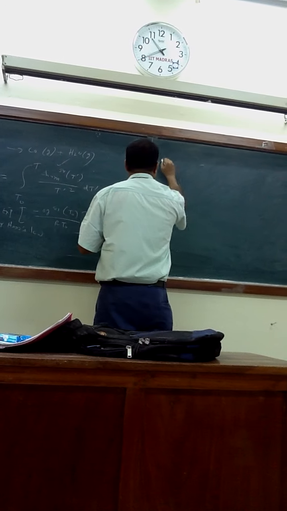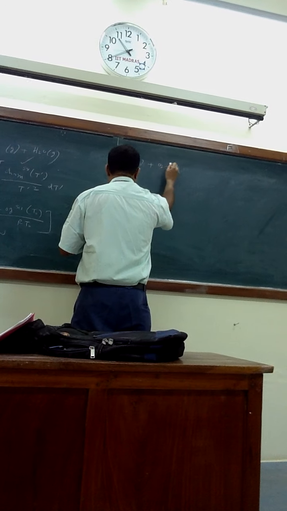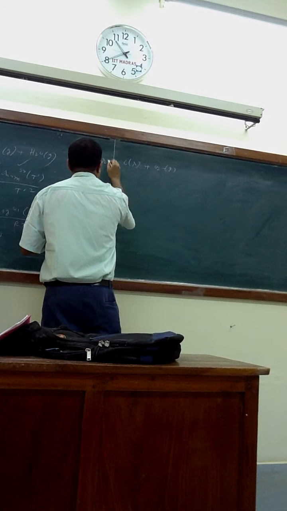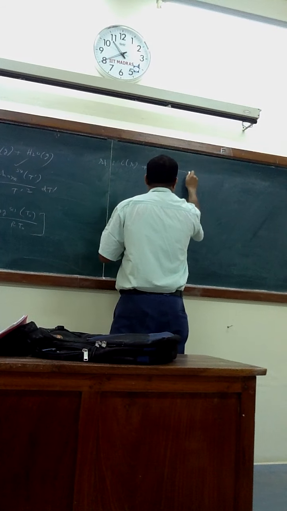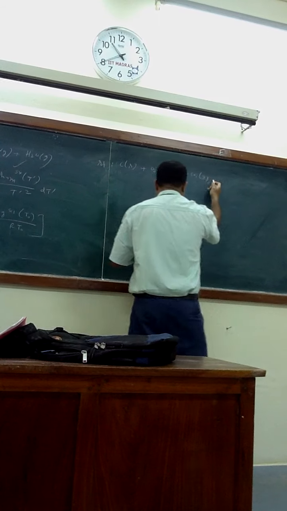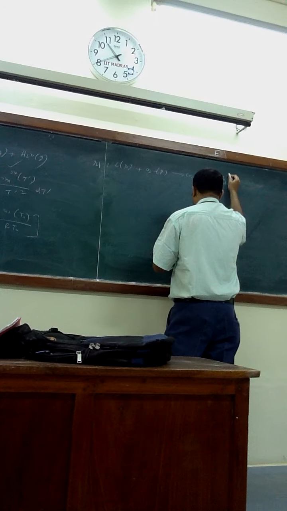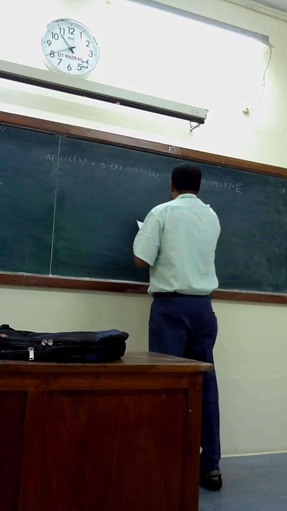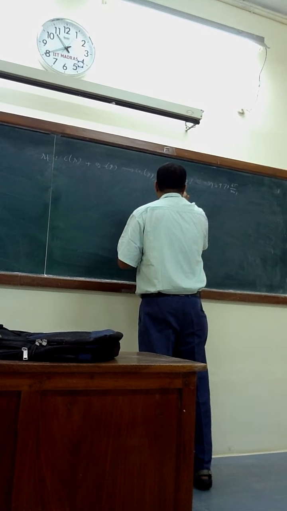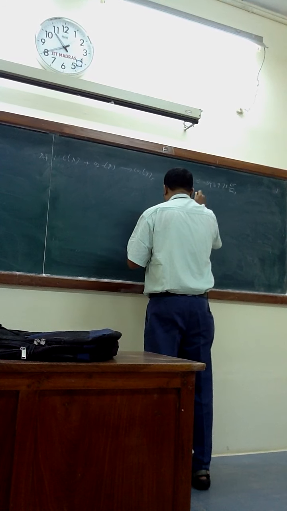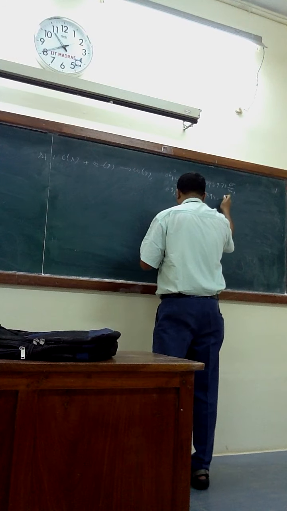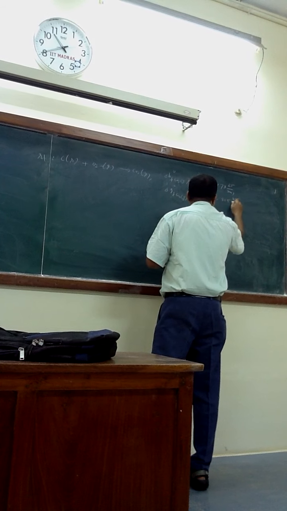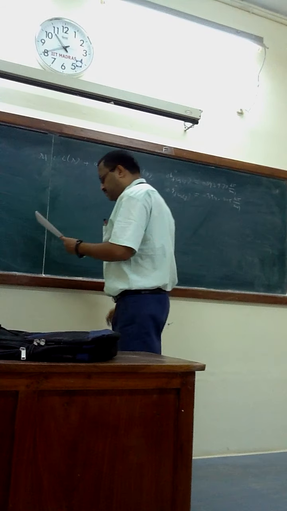So reaction 1: C solid plus O2 gas gives CO2 gas. Delta H formation of CO2 gas is minus 393.978 kilojoule per mole. Delta G formation of CO2 gas, the free energy change, is also given, minus 394.815 kilojoule per mole. Then reaction 2.